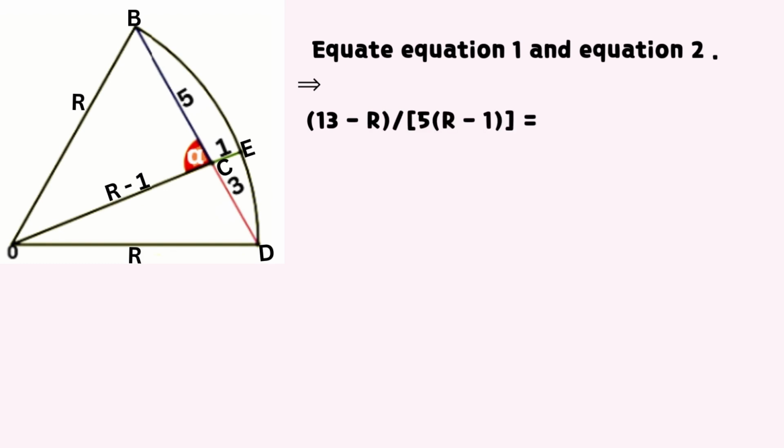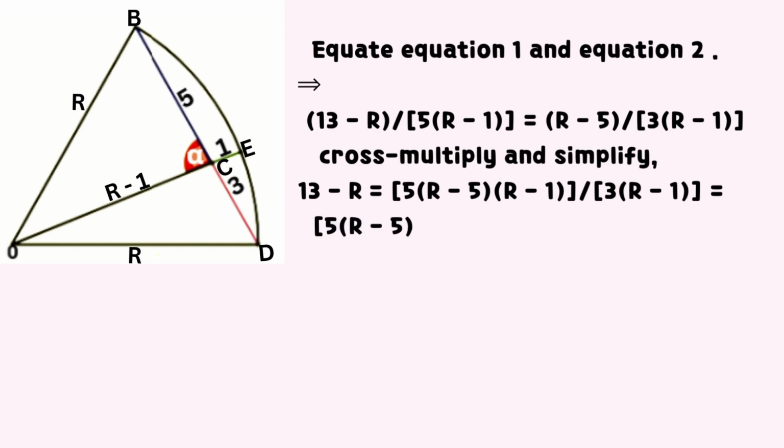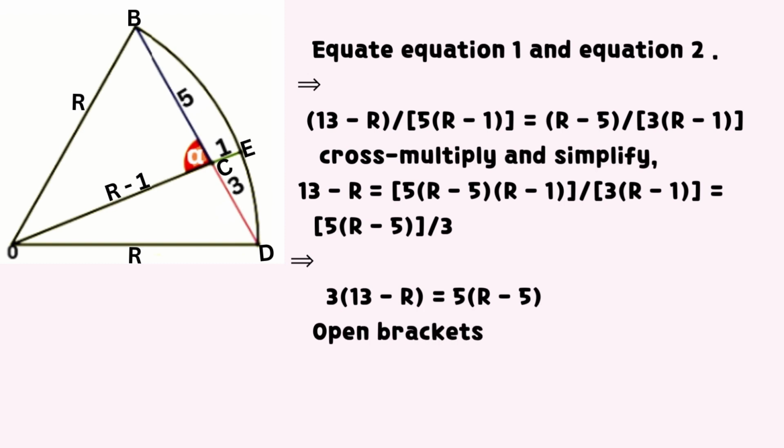Equate equation 1 and equation 3. This implies that 13 minus R, all divided by the product of 5 and R minus 1 equals R minus 5, all divided by the product of 3 and R minus 1. Cross-multiply and simplify. We obtained an equation as shown on the screen. Hence, the product of 3 and 13 minus R equals the product of 5 and R minus 5.